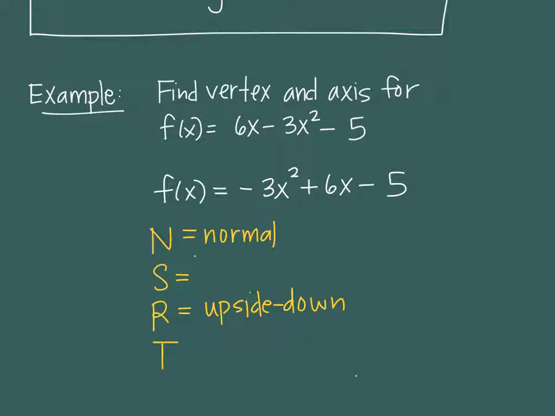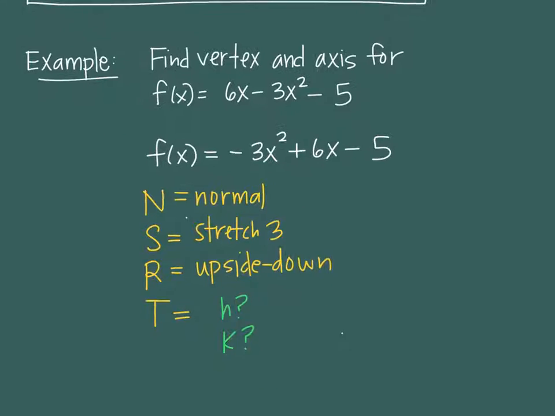It does have a stretch. How much? 3. Okay, so the stretch is 3. It's the translation that we don't know. The translation is what's H, what's K? H will tell us the left, right. K will tell us the up, down. But right now we can't tell what that is until we do the math.